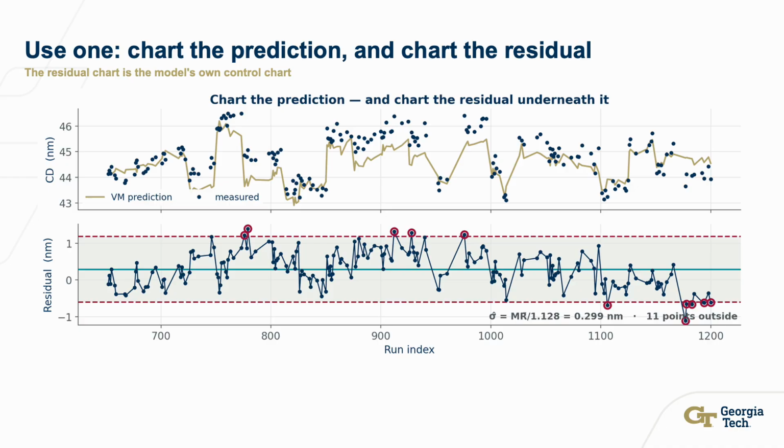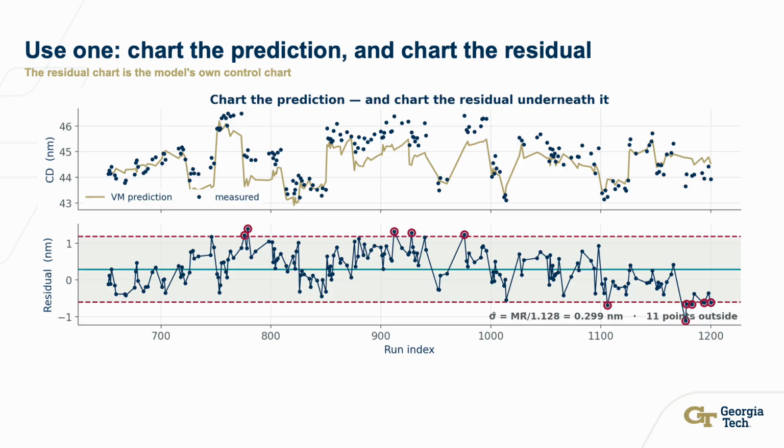The individual chart from lecture 2, because we got 1 residual per measured wafer. And sigma hat is 0.299 nanometers. The 11 points fall outside 3 sigma. Now what does a point outside the limits mean on the chart? It means the model and the metrology tool disagreed more than they usually do.